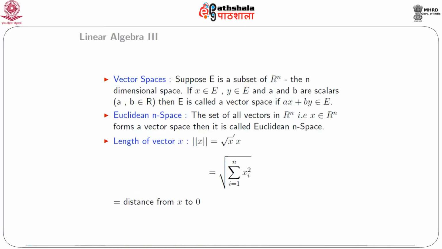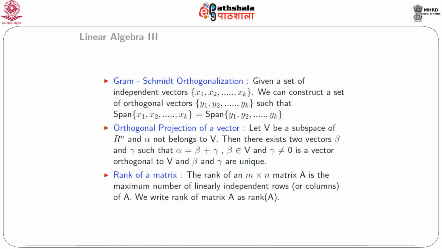The length of a vector X is defined by the given formula, which is its distance from X to 0. Gram-Schmidt orthogonalization: given a set of independent vectors, we can construct a set of orthogonal vectors such that the spans remain the same.